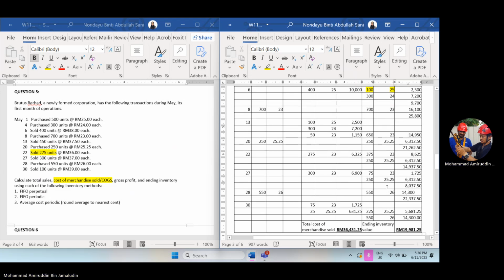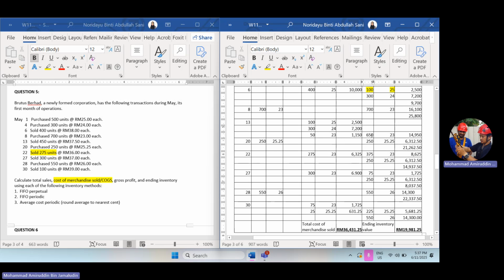Okay? By 4. Next, on 20th, purchase 250 units at 5.25. So this is the previous one, and this is our transaction. So I total up, I get this much. Okay? And then on 22, we sold 275 units. So you sold 275. Okay, we have this one and this one, right?